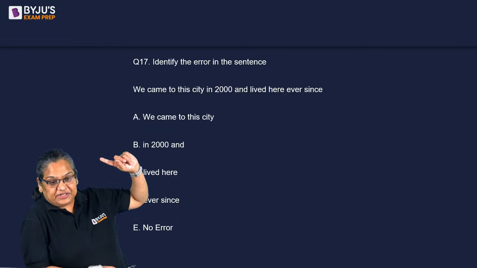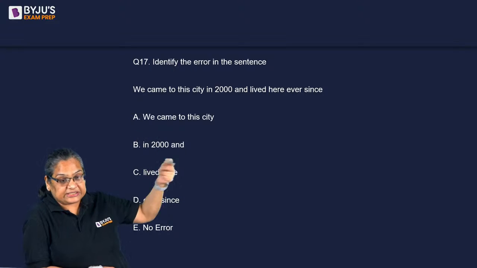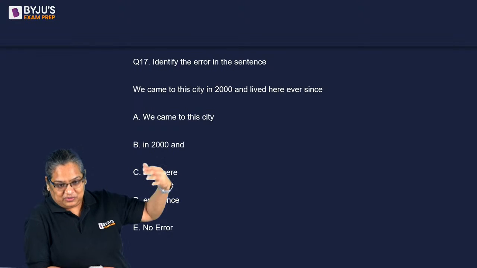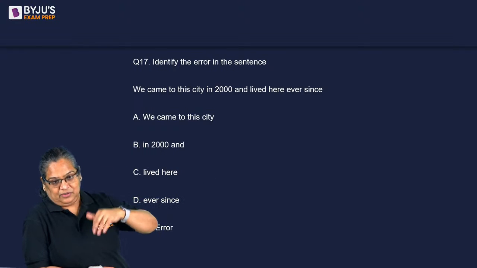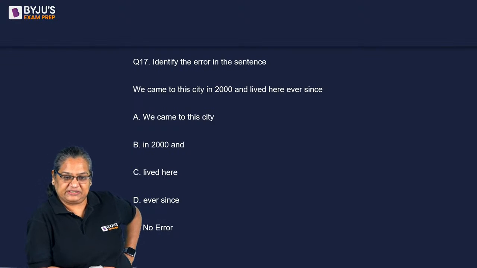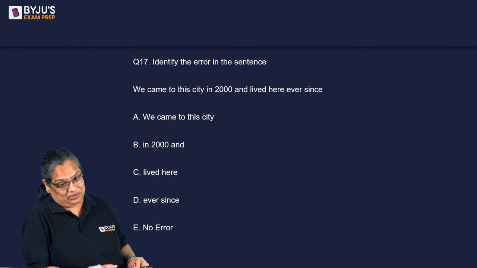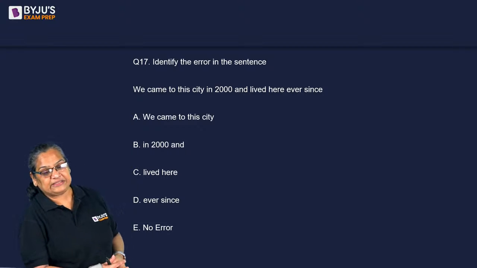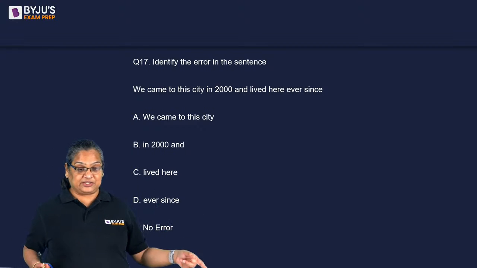But what Rajvi, he means to say is from 2000 till now. From 2000 till now, we've lived here. So ever since 2000 till the present. You've corrected it, but you marked the answer wrong. The mistake is that you have given me an answer which doesn't match the answer you have marked.